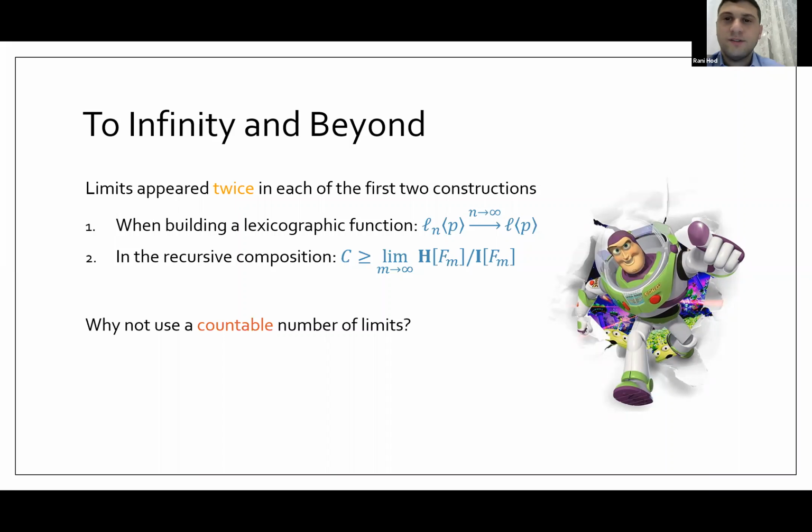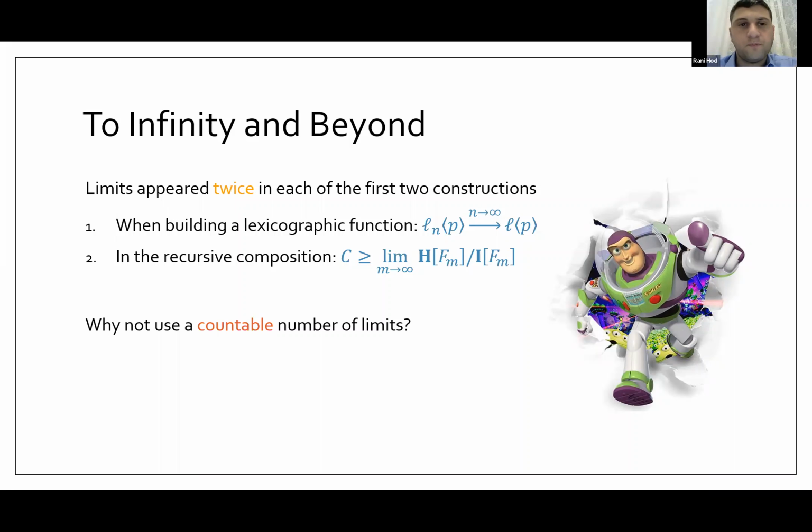2 is a small number. Infinity, Aleph naught, is a larger number. So maybe using an infinite number of limits would give us a better bound. Indeed, it does. It's still just Aleph naught times Aleph naught, that's still Aleph naught. It's all countable, but it does give us a small improvement.